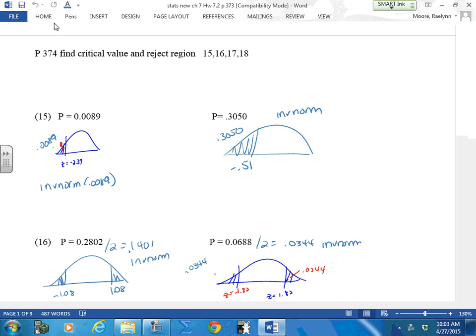If you're looking for 0.01, inverse norm, 0.01. If you're looking for 0.10, inverse norm, 0.10. A two-tail test is different. We have to share it. But a right-tail test, you can look up that area and use the positive of it, or you can do 1 minus that area. That's up to you. But when you do your cutoffs, you're going to need to know these.